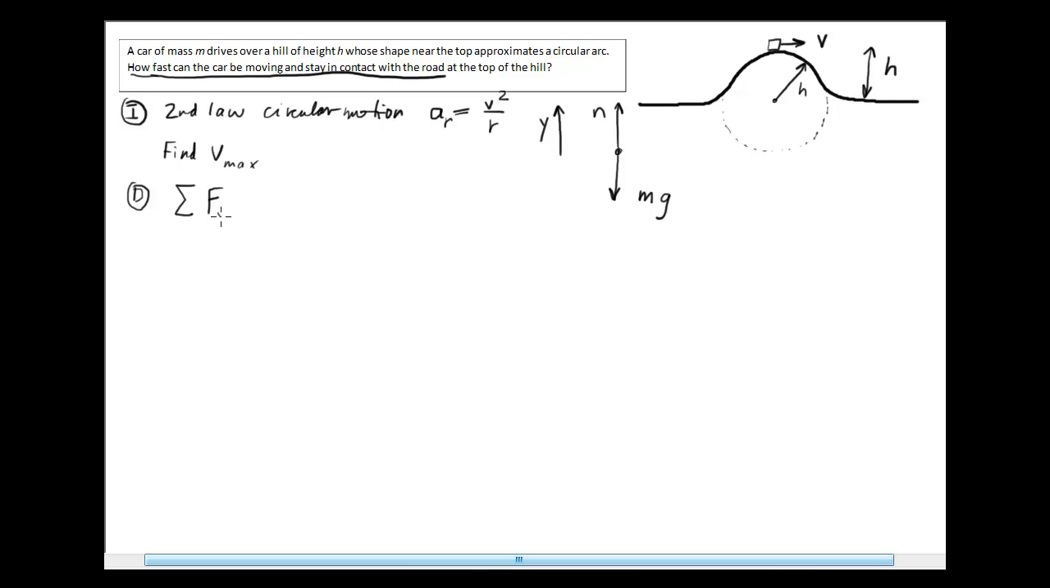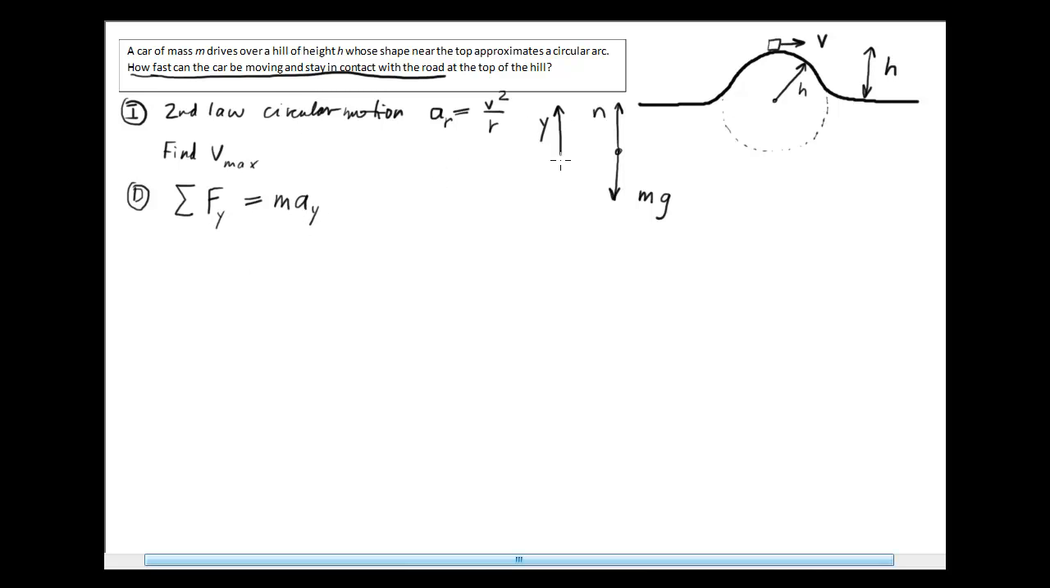And of course, at the top of the hill, that y direction is also the direction along a line that goes through the center of the circle. And so we'll be able to use this radial acceleration expression in just a minute. So ma sub y is on the right-hand side of the equation.